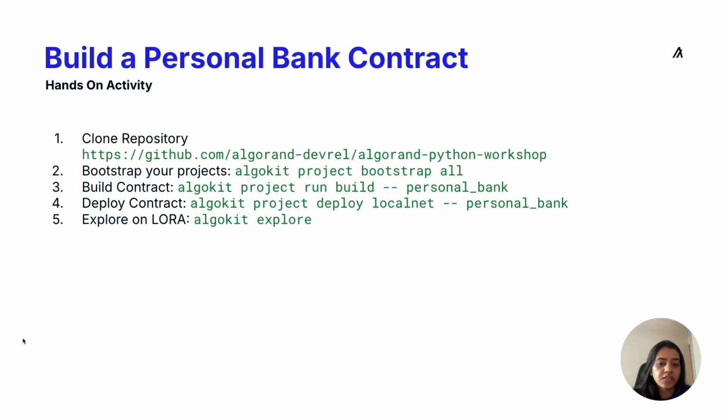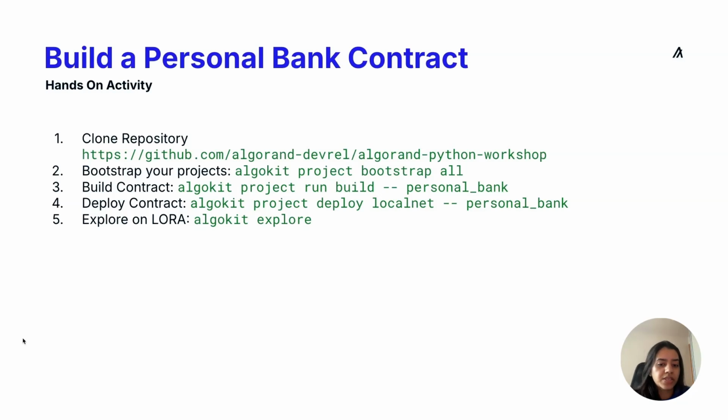At the end of this section, you will have built a fully functional personal bank smart contract, learned Algorand's powerful development workflow, deployed your contract on a local network, and used visual tools to interact with your smart contract. And the best part, everything we build today uses TypeScript, so you don't need to learn a new programming language.